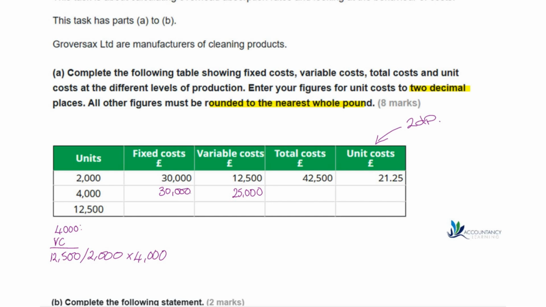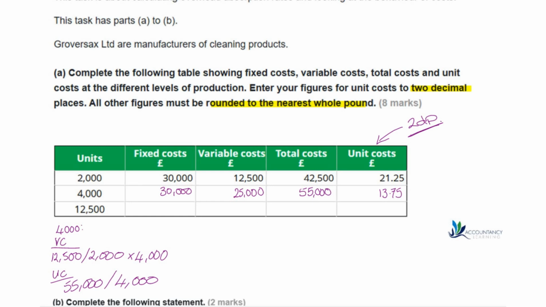The total cost then, so we are then going to add our fixed costs and variable costs together to give us 55,000 total cost. And then for our unit cost, we have then got our 55,000 total cost, and we will divide that by our number of units that we are making. So 4,000 units. So 55,000 divided by 4,000. Remember, we're going to 2 decimal places for our unit cost. So under unit cost, it's £13.75p to 2 decimal places.